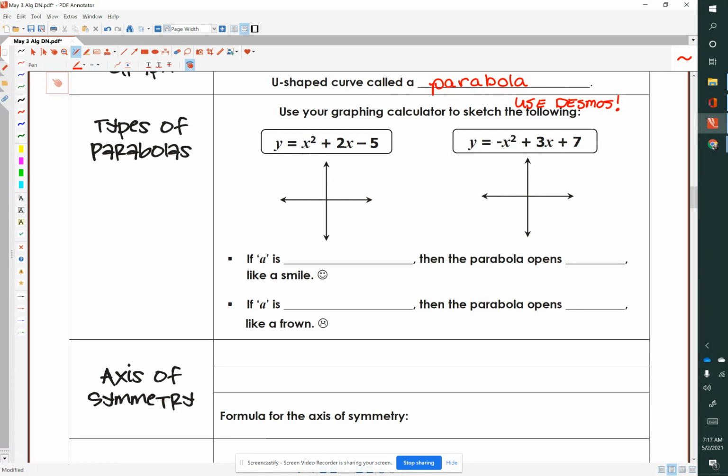And graph these, and what you will see is that the first equation, y equals x squared plus 2x minus 5, will look approximately like this, with the axis of symmetry here. And the second equation, y equals negative x squared plus 3x plus 7, will look like this, with the axis of symmetry to the right of the y-axis.